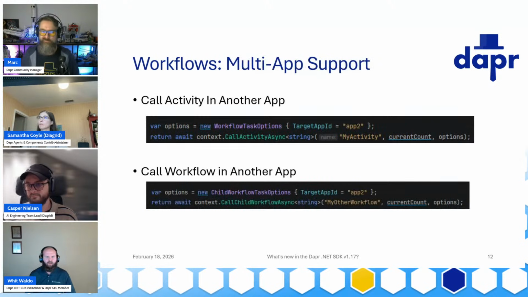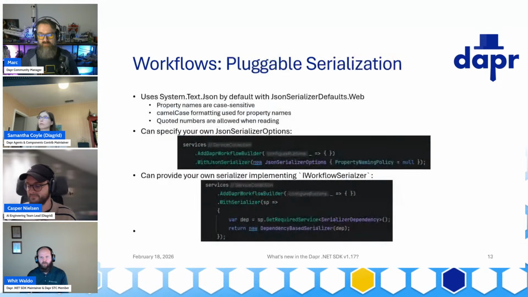We have multi-app support, so we're able to call activities that reside in another app. We're able to call workflows that reside in another app. For either one, define the task options for whichever one you're doing, and pass that into the standard call. It's an optional parameter at the end. Again, this is something that was implemented in the runtime in 1.16. So if you want to use this in your app, you have to install the 1.17 version of the SDK, but you could stay on the 1.16 runtime, though of course an upgrade is recommended.